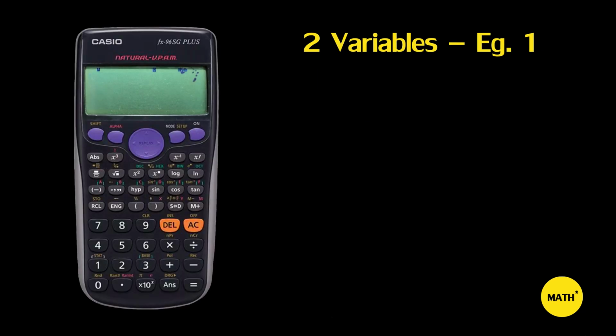Let us see how we can use the calculator to arrive at the same answer. As such, you can use the calculator to check your answer in the exam. The model of the calculator that I've been using is FX96SG+. Here are the equations that I solved earlier and its solution.